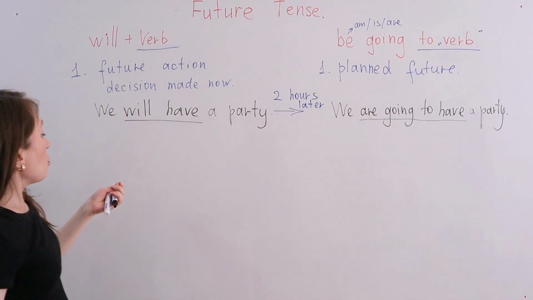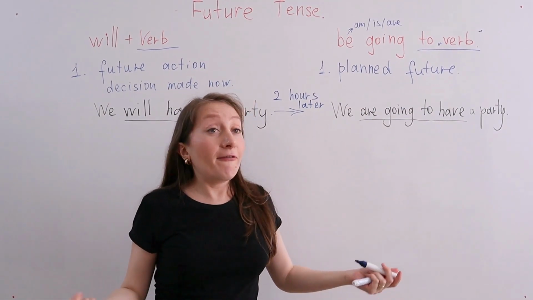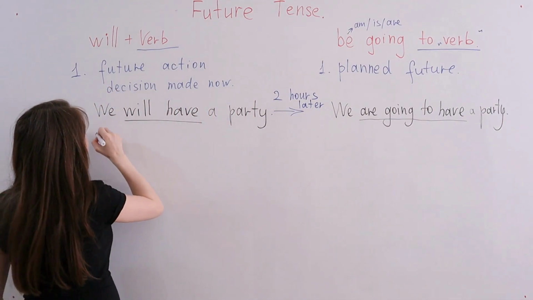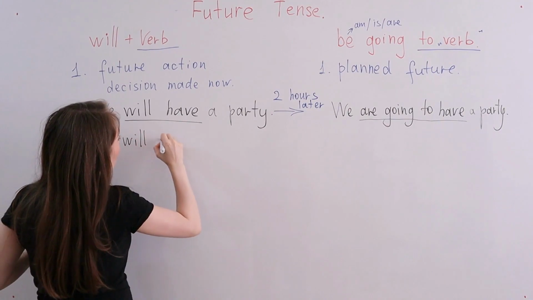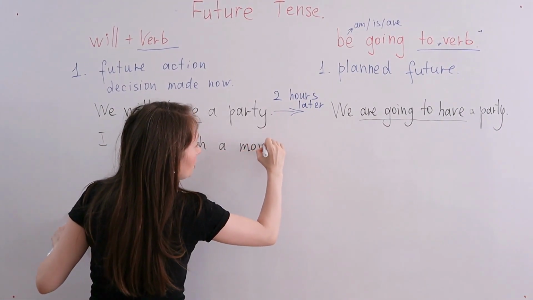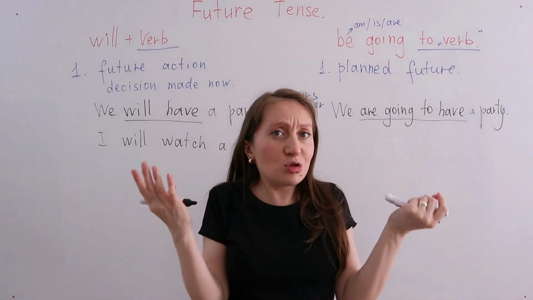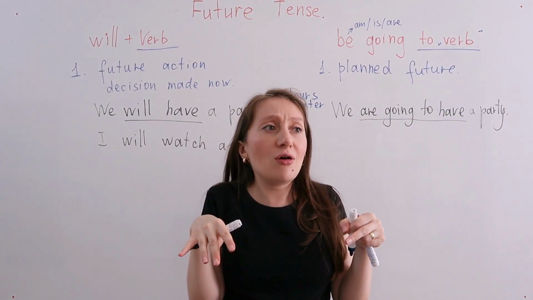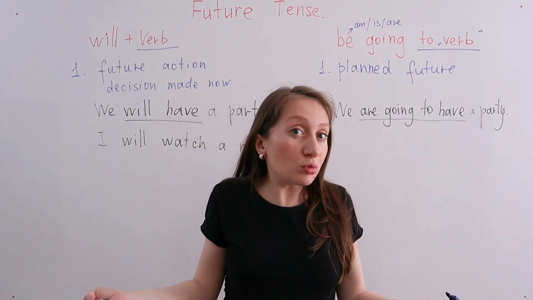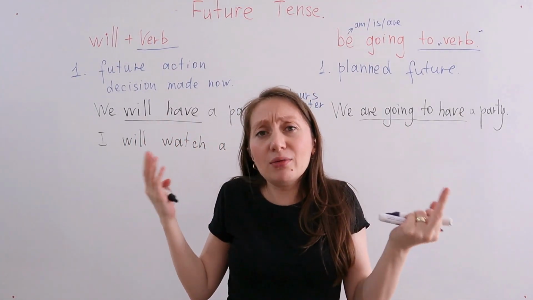The same, one more example. You say, I will watch a movie tonight, right? Right now, it's just a future action. It's not even a decision now. You just talk about the future. I will watch a movie. Maybe you won't. Maybe you will change your mind. You just say, I will watch it.